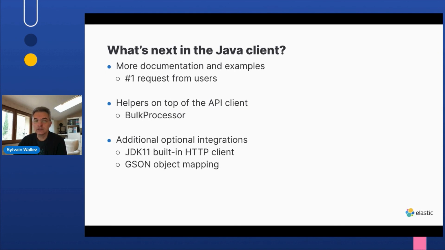Next on our roadmap also are additional components, typically using the Java 11 built-in HTTP client. Since Java 11, the JDK includes a lightweight HTTP client that will allow for more lightweight deployments where you don't care about all the features of the Apache HTTP library. We will also include, depending on feature requests, other object mapping libraries. Typically, the next candidate will be JSON-B, which is the second most popular JSON library after Jackson.